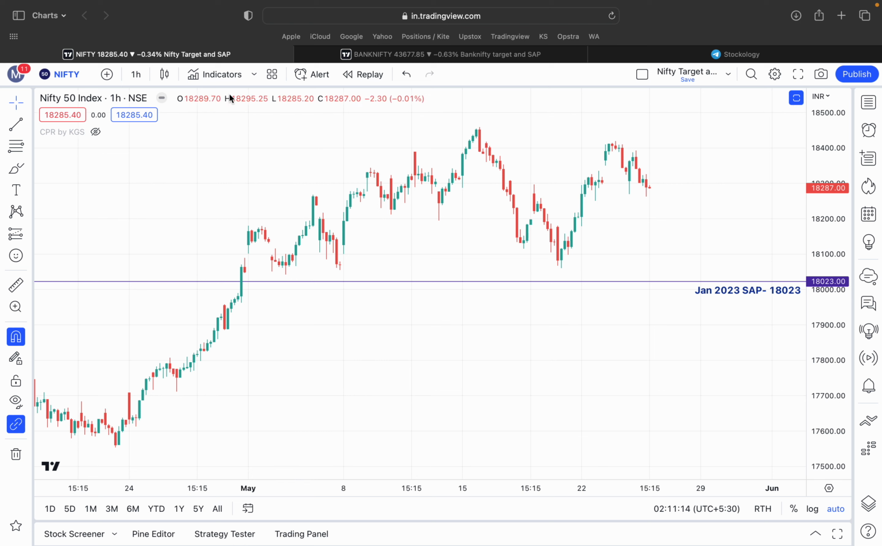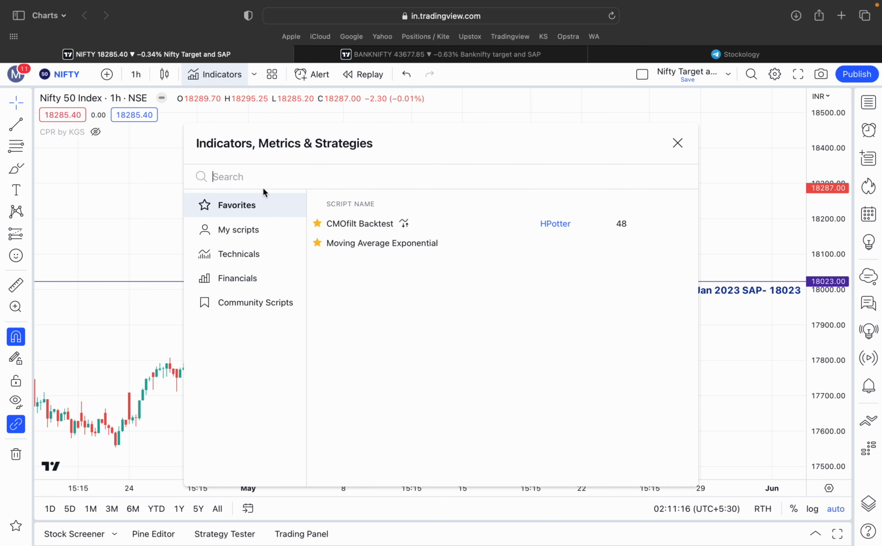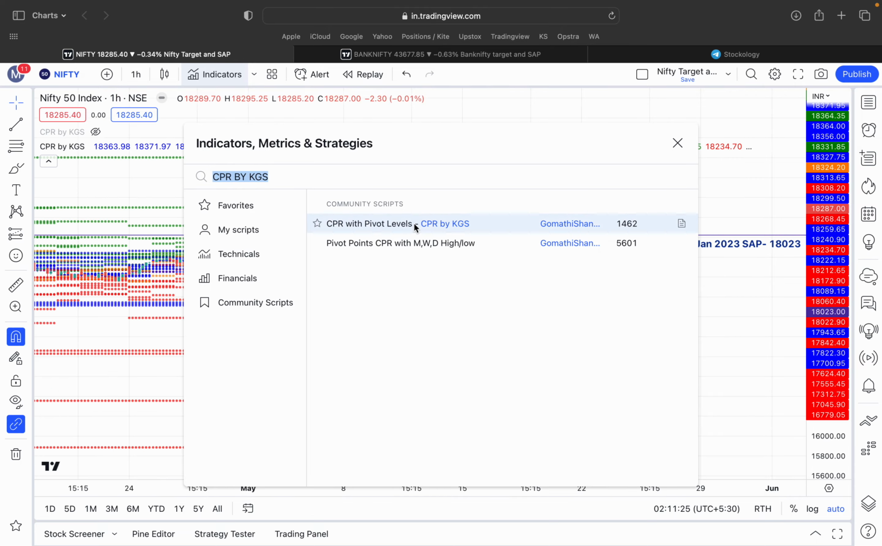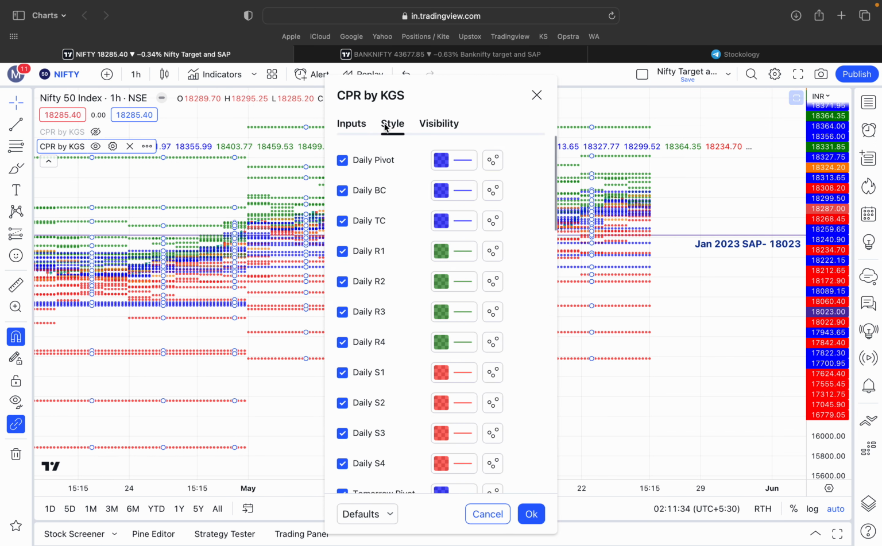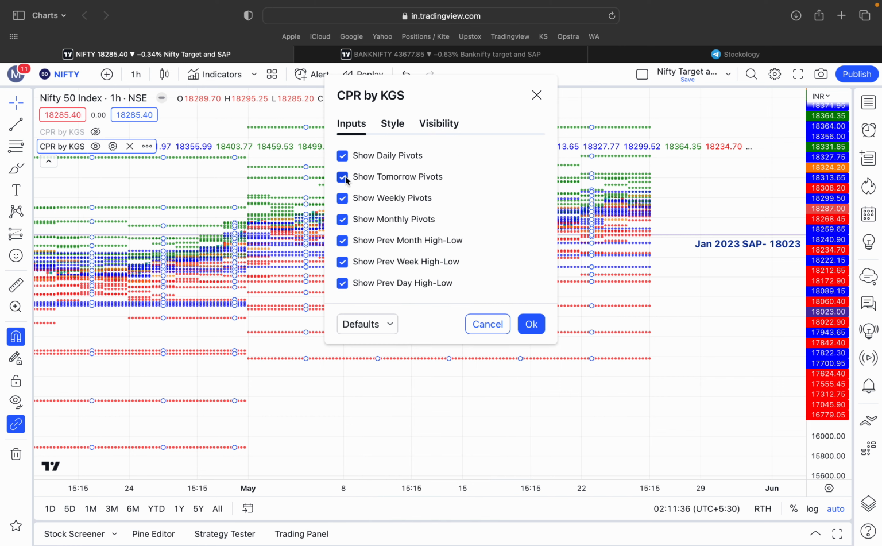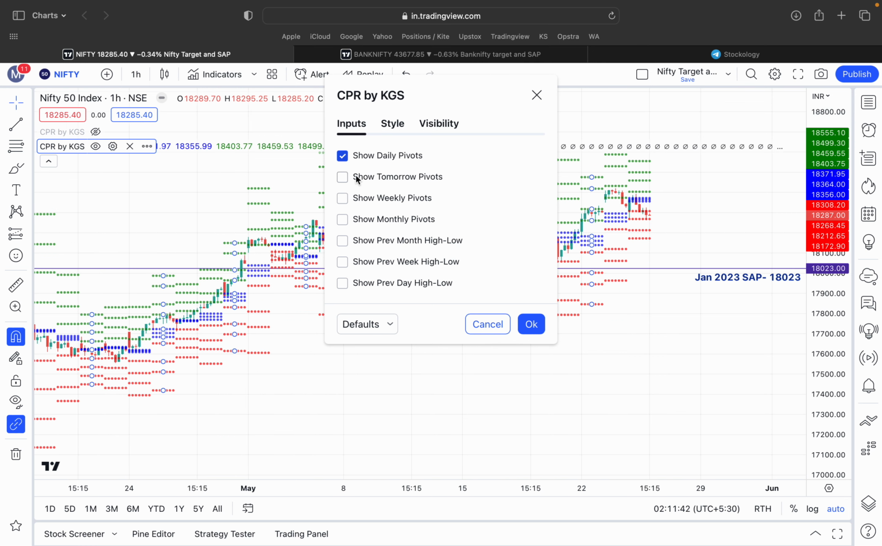with the indicator portion. So once you click on the indicator, as I mentioned earlier, you have to search for CPR by KGS, and you will see this indicator CPR with pivot levels. Once you click on this, you will see this cluster of the dots. So don't worry, just click on this settings button, and in the input you have to hide everything except show daily pivot. So the rest, everything you have to untick.